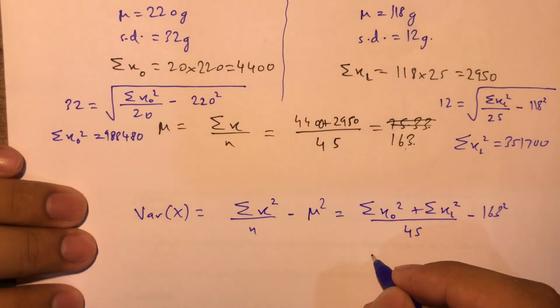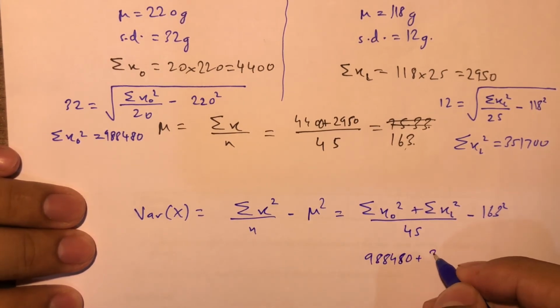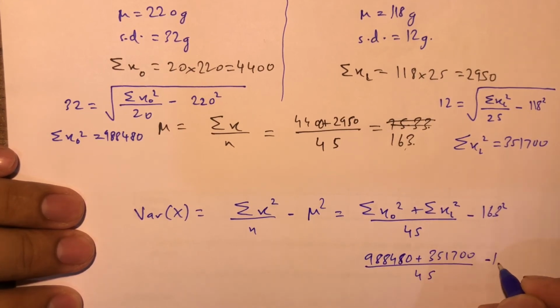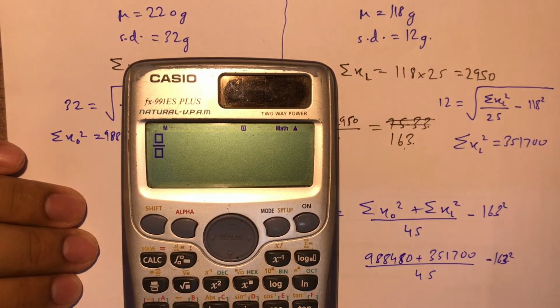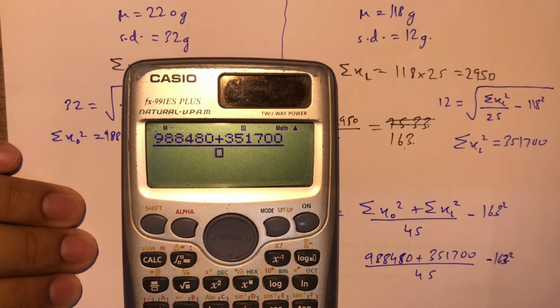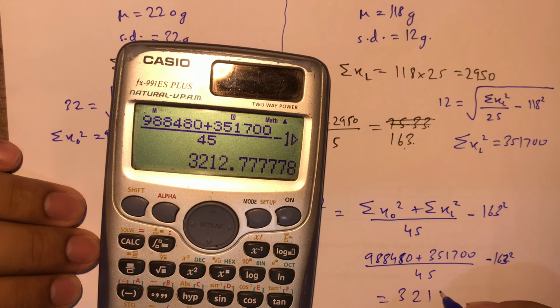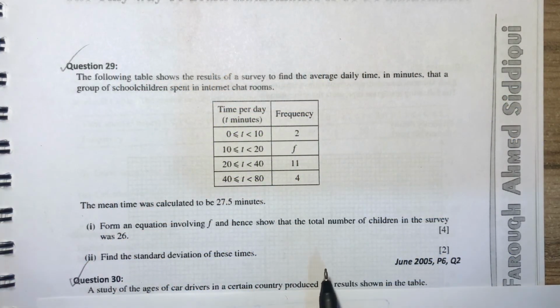Sigma xo we found as 988,480 plus 351,700 upon 45 minus 163 squared. So 988,480 plus 351,700 upon 45 minus 163 squared. So this is equal to 321023 SF.